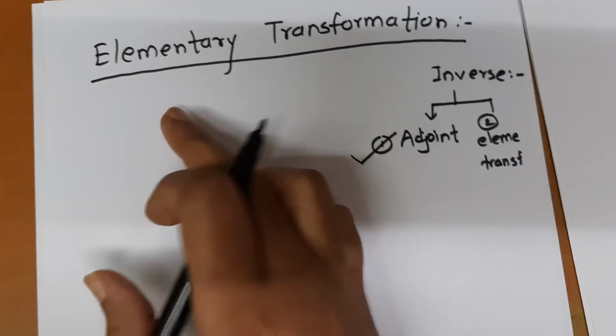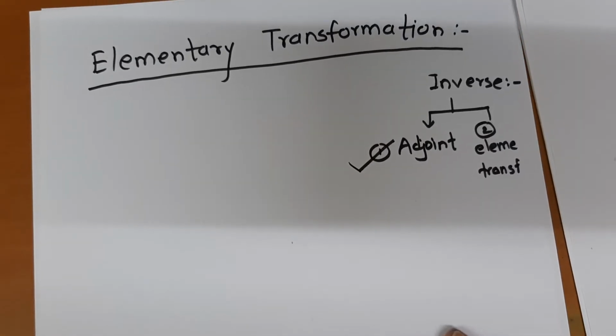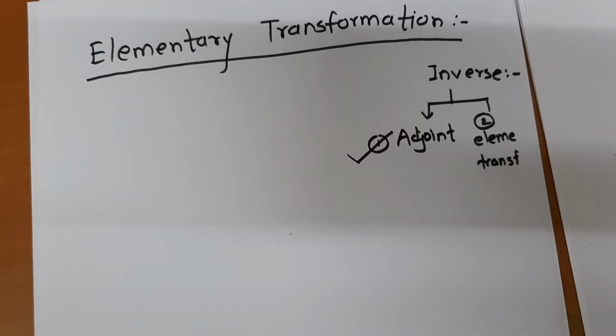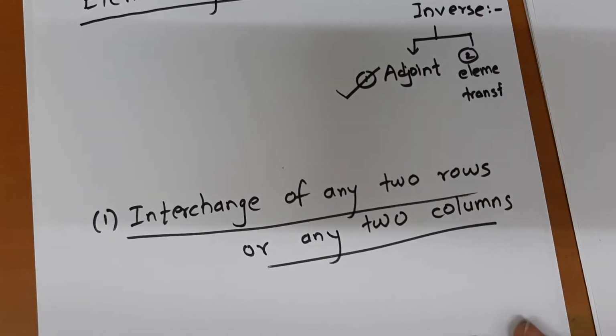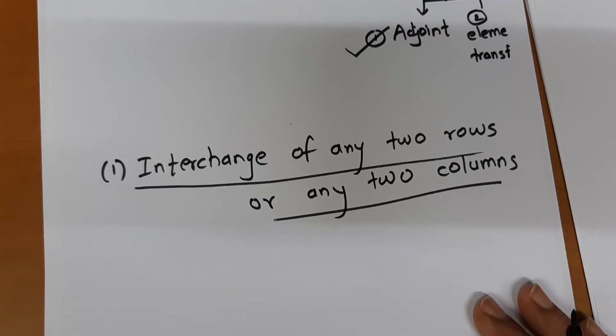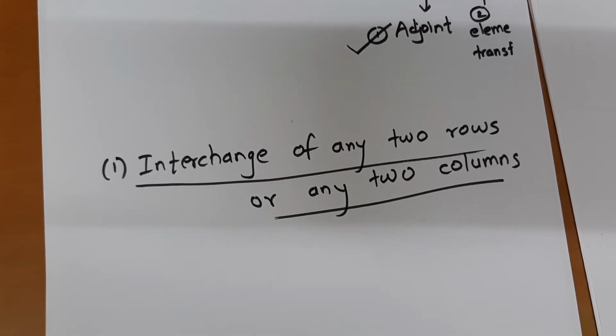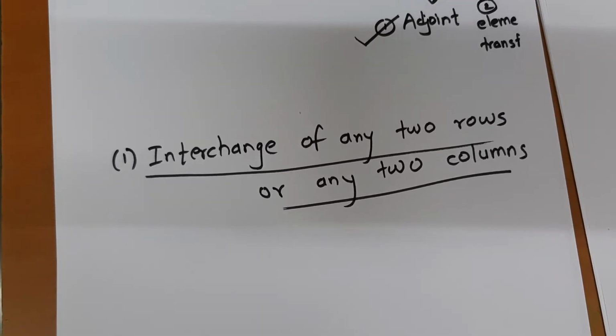First we will learn how to find the elementary transformation of a matrix. We are going to see three types. The first one is interchange of any two rows or any two columns of the matrix. Means we can interchange any two rows or any two columns of the matrix.